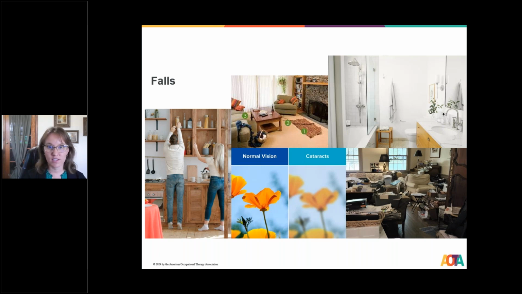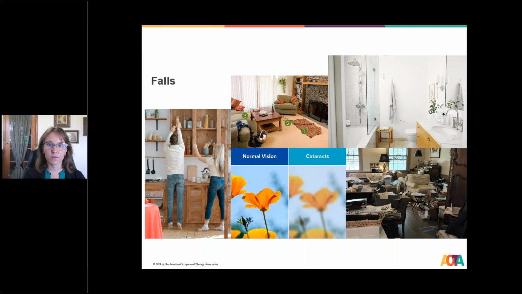Recognizing most of our patients have some normal vision, whether it's cataracts, macular degeneration, glaucoma, any of those sort of things. And again, if you're looking at that example of cataracts and then thinking of the cluttered room or the white bathroom, how that's going to make that so much harder and increase risk.